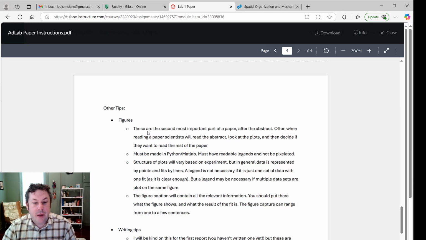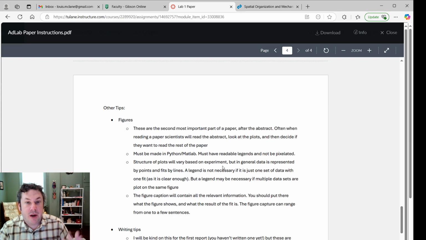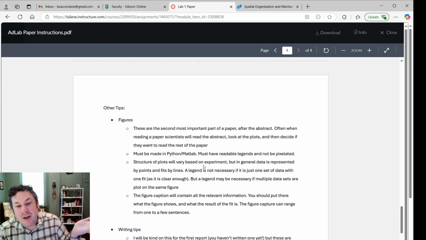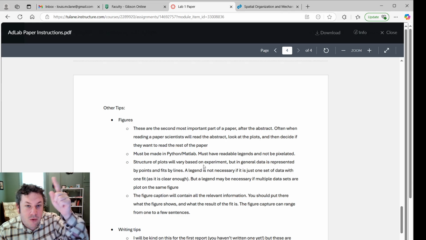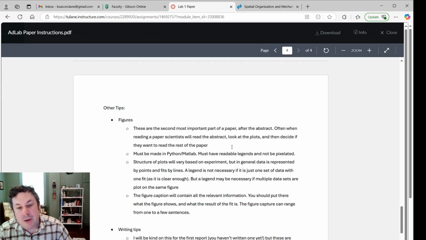I say here, structures of plots vary based on experiment. But in general, data is represented by points and fits are lines. If it's a plot where it's just a bunch of data in one line, don't put a legend in there that says data and fit, because it's obvious what's the data and what's the fit. The legends are necessary if you have multiple lines on this. Oh, this is the green curve and this is the yellow wavelength curve and this is the red one. Then you maybe need a legend. Well, you do, but not if it's just one data, one plot.